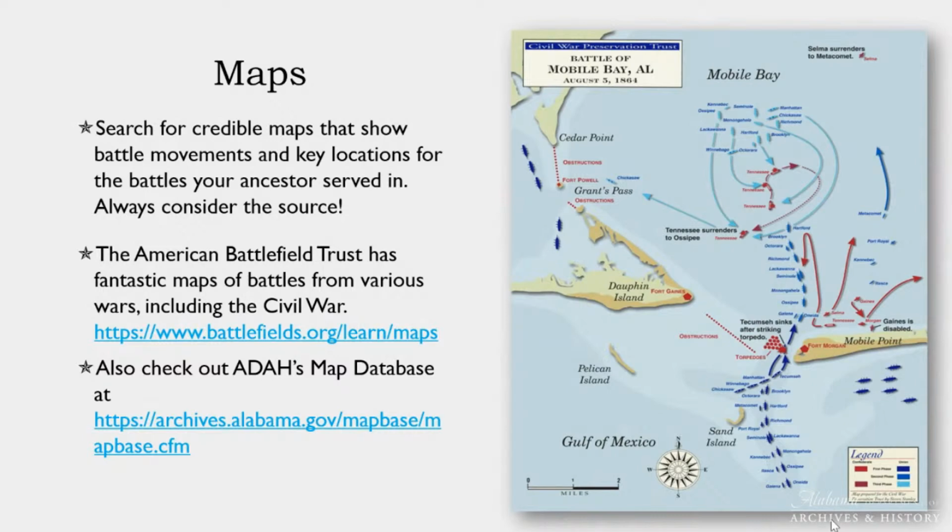Search for credible maps that show battle movements and key locations for the battles your ancestor served in. Always consider the source. The American Battlefield Trust has fantastic maps of battles from various wars, including the Civil War. Also check out ADAH's Maps database. And of course, these links will be provided in the comments as well.